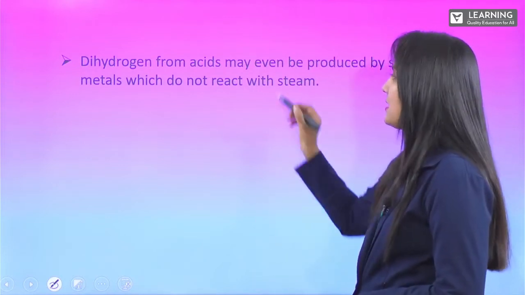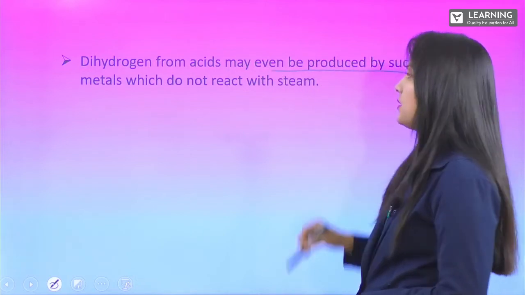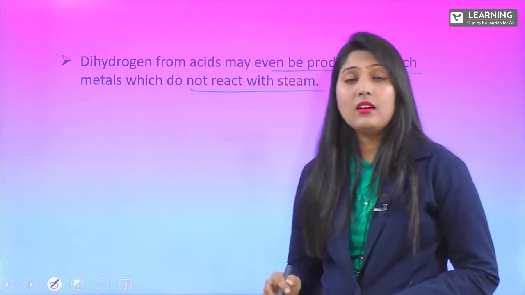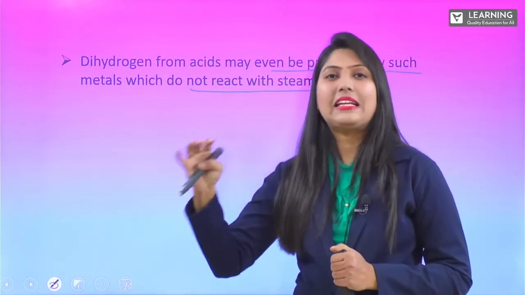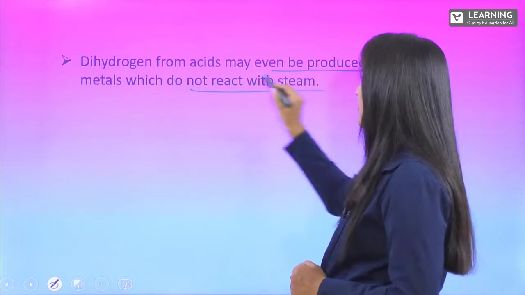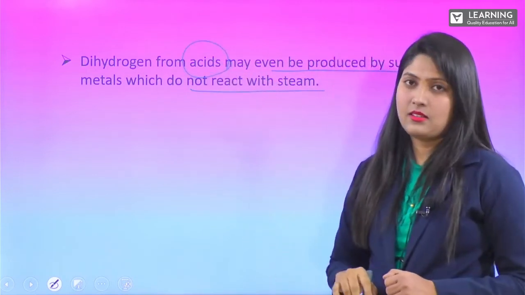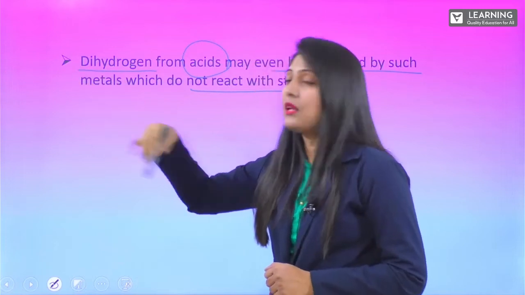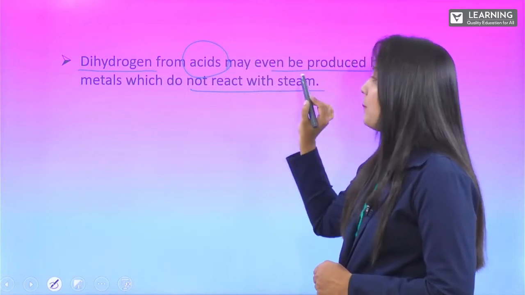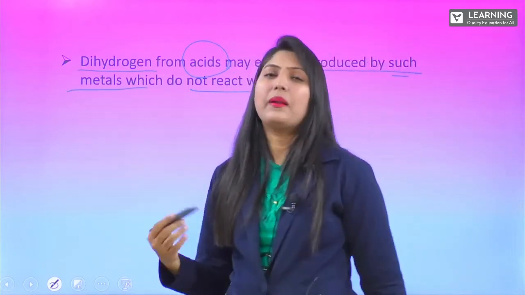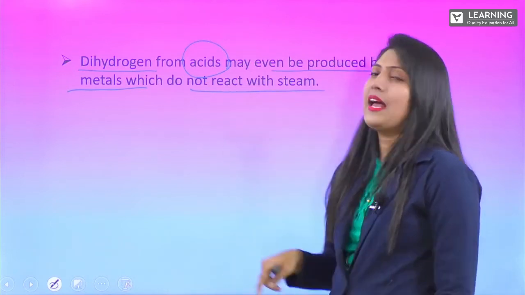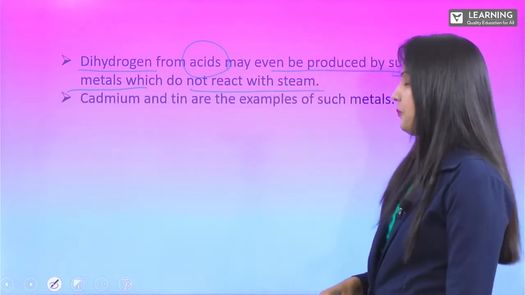Next, dihydrogen, that is nothing but hydrogen molecule. Hydrogen from acids may even be produced by such metals which do not react with steam. Here, we are not speaking about the very highly reactive metals, not the steam. We are speaking about acids. The hydrogen gas can be liberated from the acids by weak metals. That means metals which cannot easily displace the hydrogen in water and steam can displace the hydrogen from its acid medium.